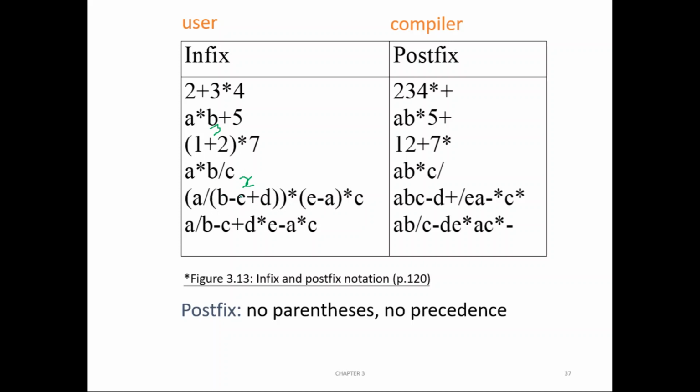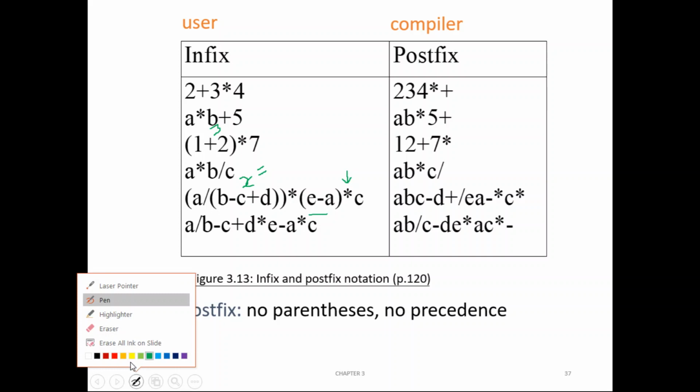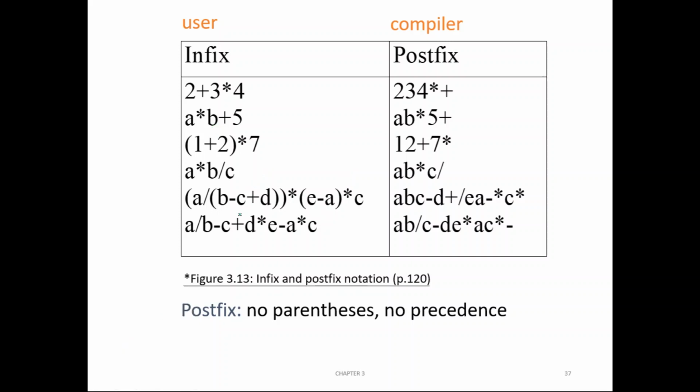Finally it will evaluate to one value, right? A by X. Say A by X is equal to some value. So that into E minus A. So here also star is coming between two operands, and that result into C. So this star is also coming between two operands, right? So likewise, if you see everywhere, if the operator appears between two operands, then such an expression is called an infix expression.